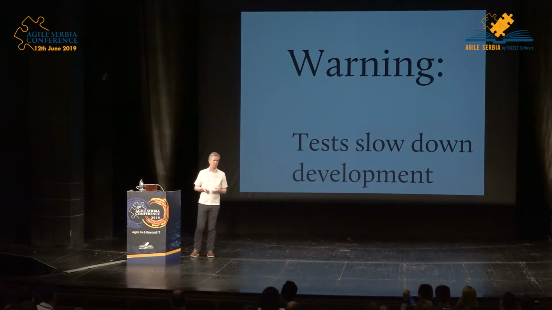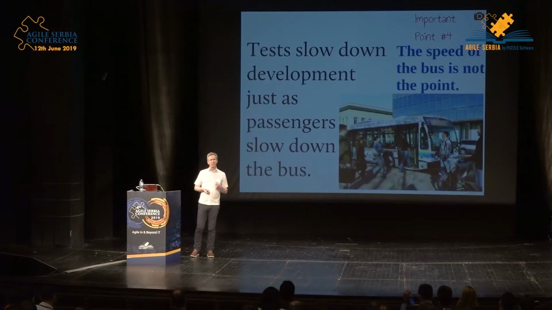So we're not sure that this really justifies it, because it's going to slow us down. And I sort of end up having to acknowledge that this is true, but it's only true in a rather trivial sense. It's true in the same way that the public bus is slowed down by stopping for passengers, because the speed of the bus is not the point. And in the same way, the speed at which you are writing untested code is not the point.